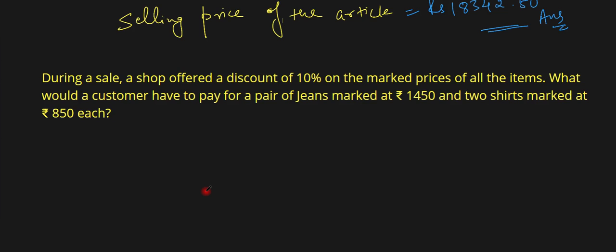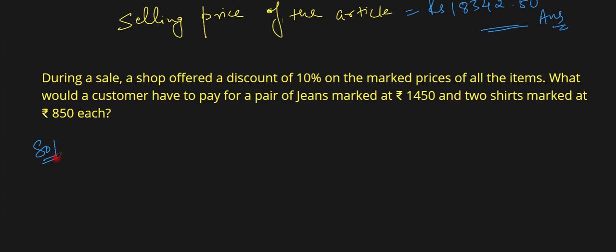Now the last question for the day is: during a sale, a shop offered a discount of 10% on the marked price of all the items. What would a customer have to pay for a pair of jeans marked at 1450 and two shirts marked at 850 rupees each? Now, what is discount? We calculate discount on marked price.